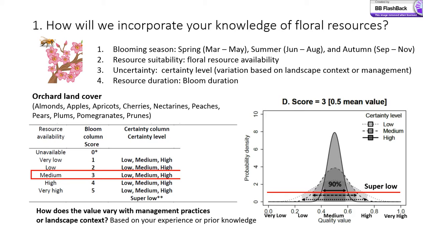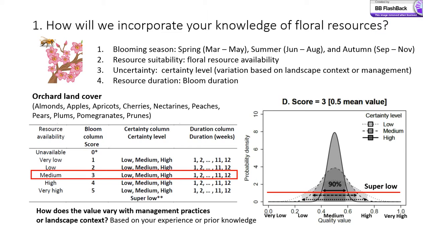Then finally we ask you the bloom duration, so you can put one number between 1 and 12, which is the number of weeks in the selected season. We know selecting just one number may frustrate you, but we are going to use the average value from all other people's opinions. This is the way we can weight the floral resource availability according to the different bloom duration.